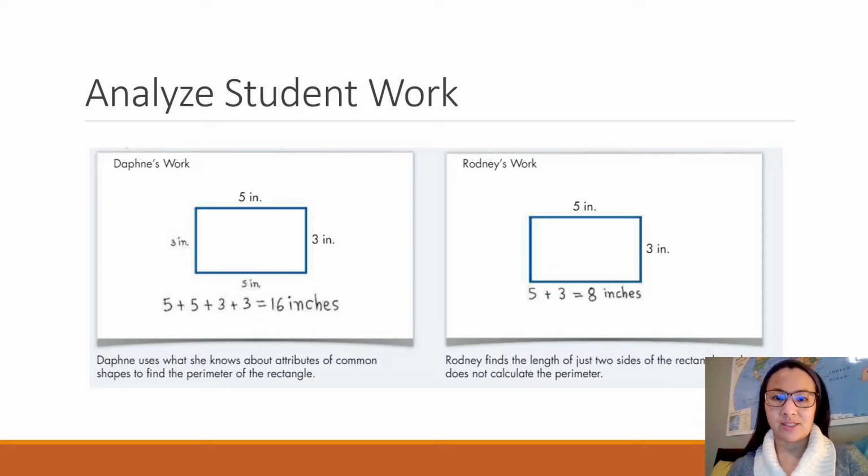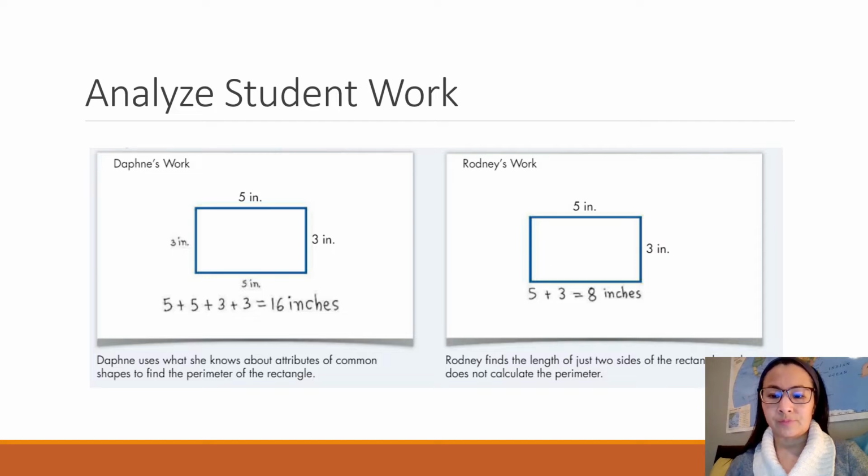So as the caption says, Daphne uses what she knows about attributes of common shapes to find the perimeter of the rectangle. In other words, she knows that rectangles have opposite sides that are the same length. So with that knowledge, she knows that this side is 3 inches, the right side, and the bottom side is 5 inches.